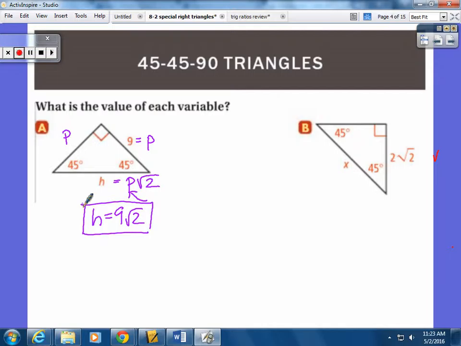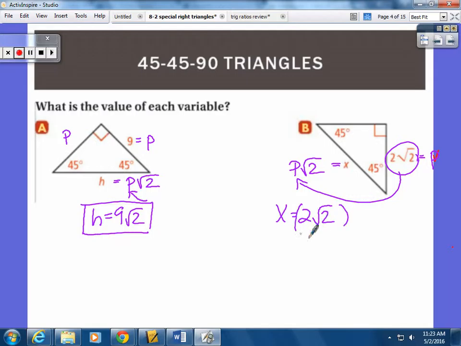Okay, the second one is the hypotenuse is P root 2, and the leg is P. So I know P is equal to 2 root 2. So I'm plugging that in for P. So I have x equals 2 root 2 times square root of 2. Well, square root of 2 times the square root of 2 is 2, so I have 2 times 2, or 4. So x equals 4.